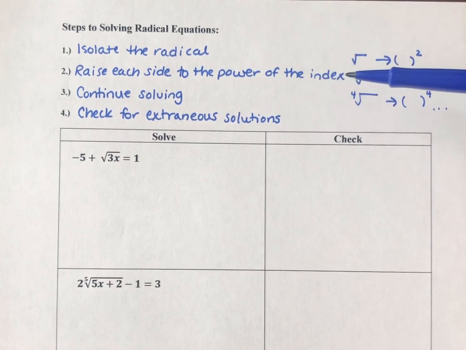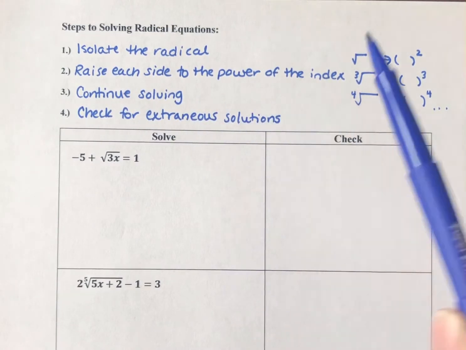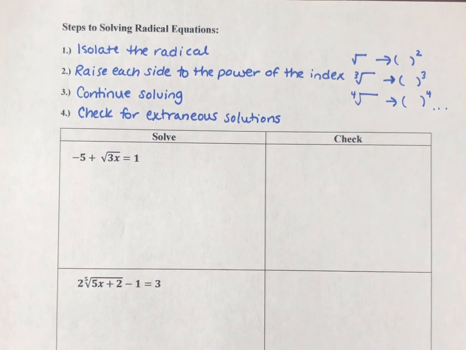Then to undo that radical, you are going to raise each side to the power of the index because those are inverse operations. So for example, if you had a square root, you would raise each side to the power of 2, because an exponent of 2 and a square root are inverse operations. Or if you had a cube root, you would raise each side to the third power, fourth root to the fourth power, fifth root to the fifth power, and so on. Those are inverse operations and they will get rid of our radicals for us.